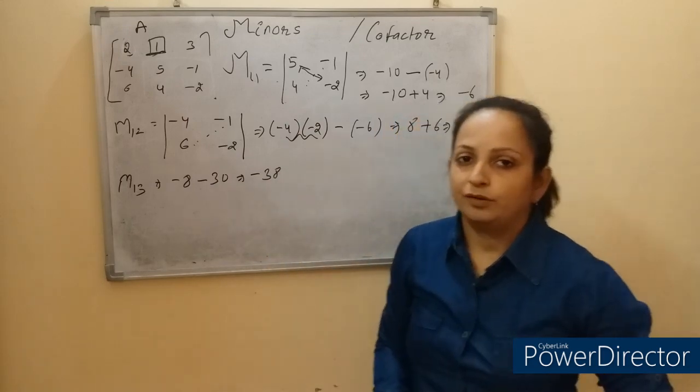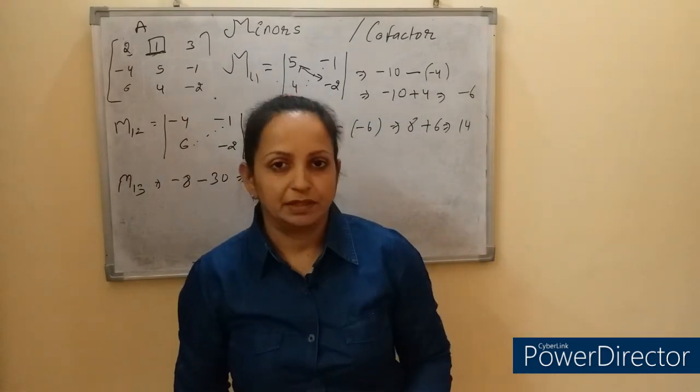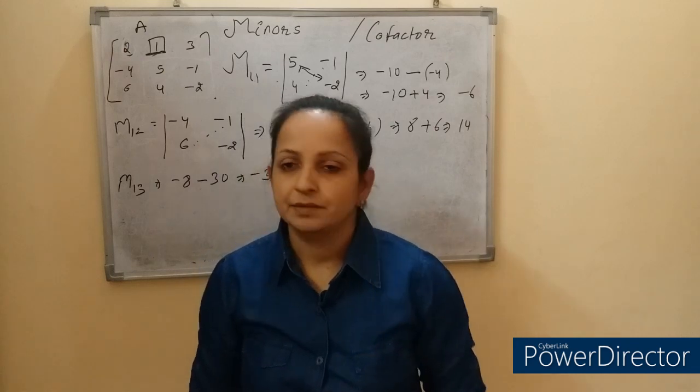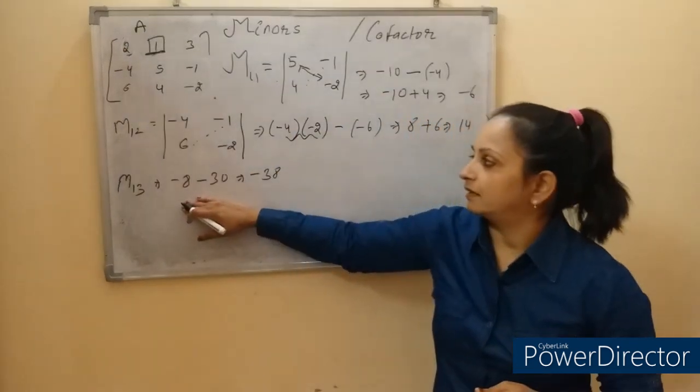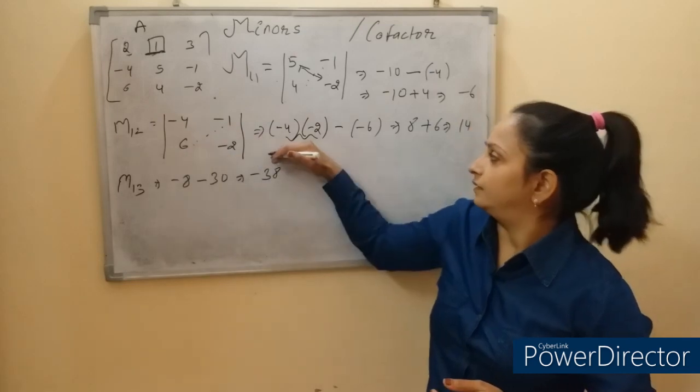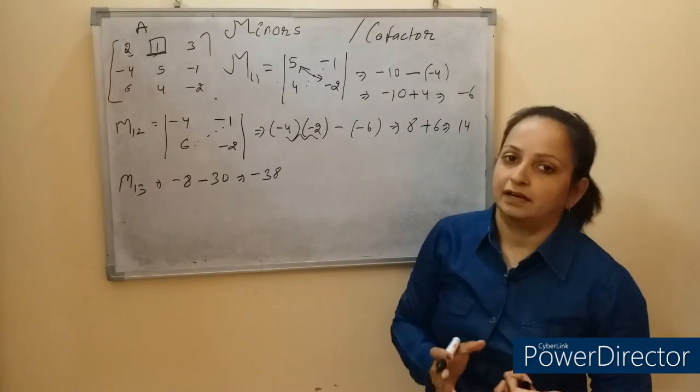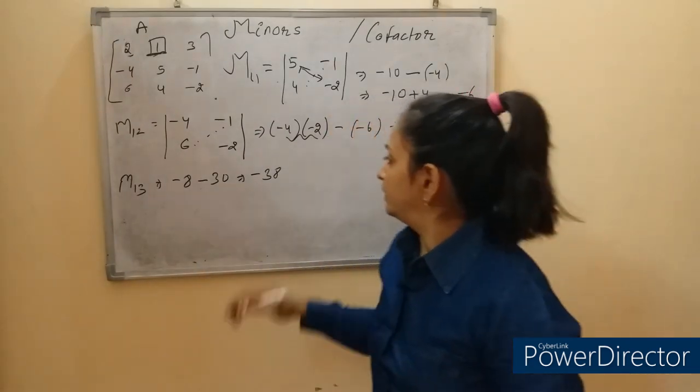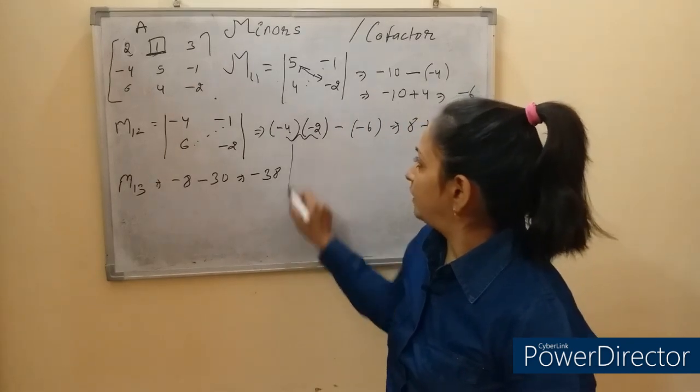But that is completely okay for you if you are doing it the first time in a BCA first year syllabus. If you can't get it directly, just write it like this, and after that you will get a correct answer. Okay, so in the same way, I will find all the minors here.